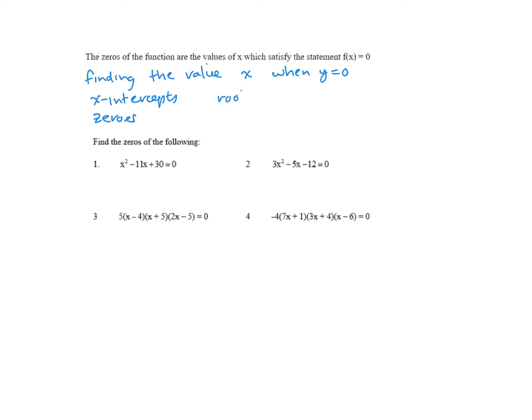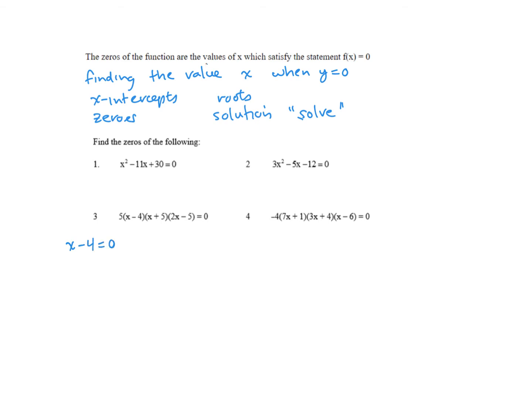Sometimes we call it roots. Sometimes we call it the solution, because when we are asked to solve, we are saying what is the value of x when y is 0. So those are just different names for the zeros. So in order to find the zeros, you need to have it in factored form. So 3 and 4 are already factored, so that makes our life a lot easier.